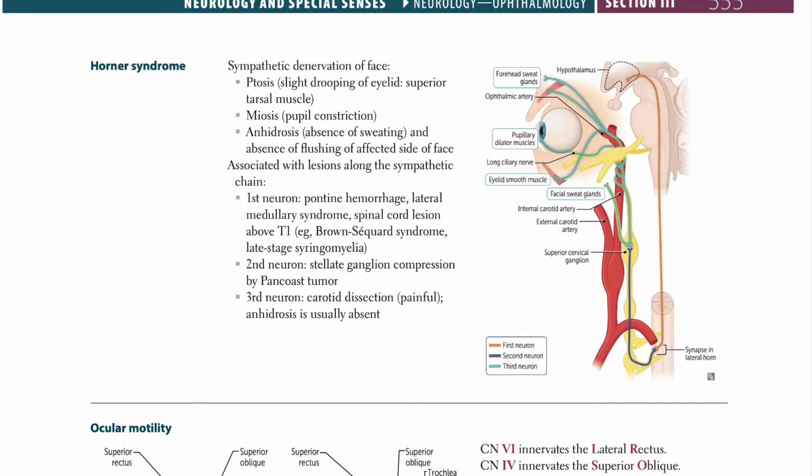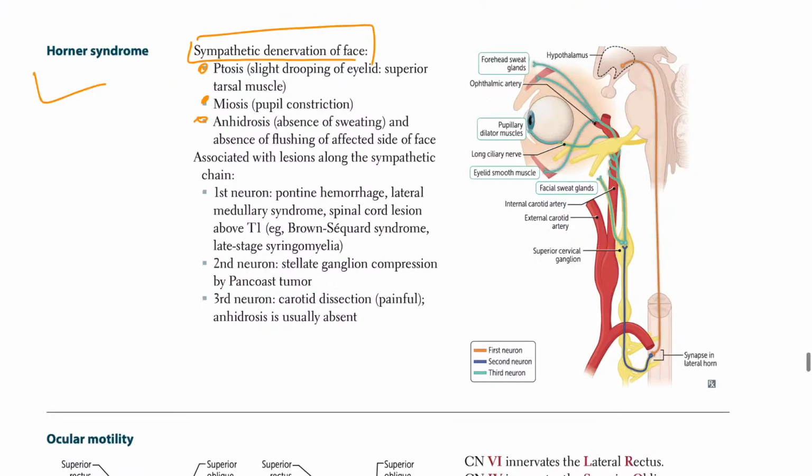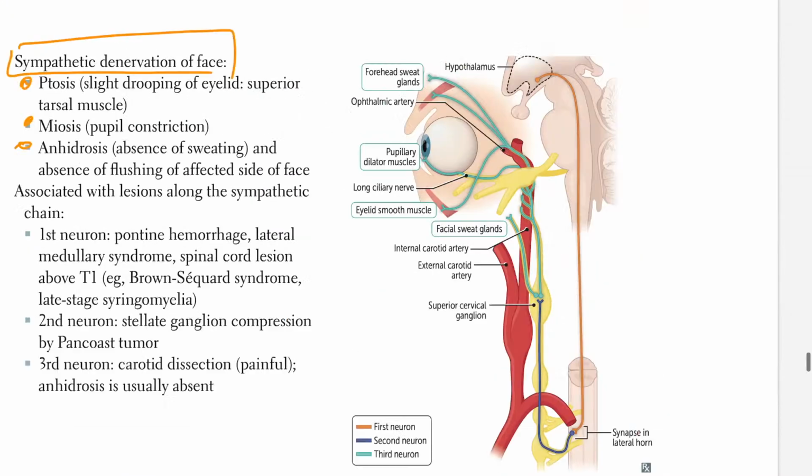Okay, in Horner syndrome, it's the sympathetic denervation of the face, which will cause ptosis, miosis, and anhidrosis. Triad. Ptosis, miosis, and anhidrosis. Let's take a look at the left side.